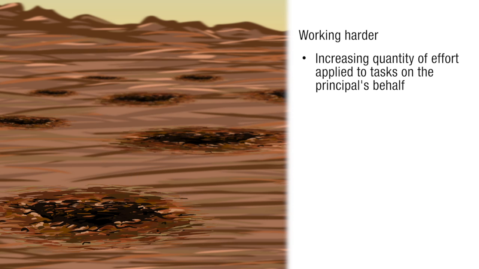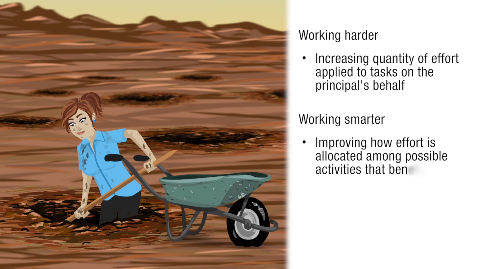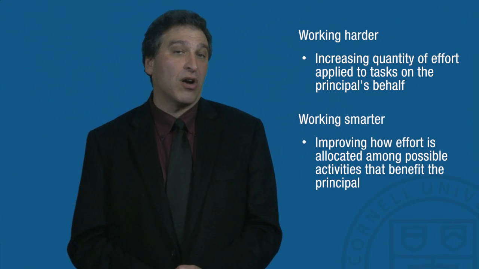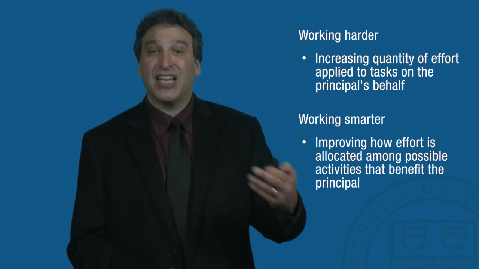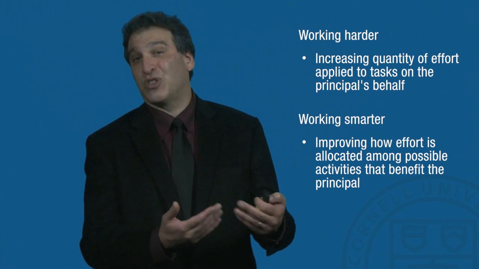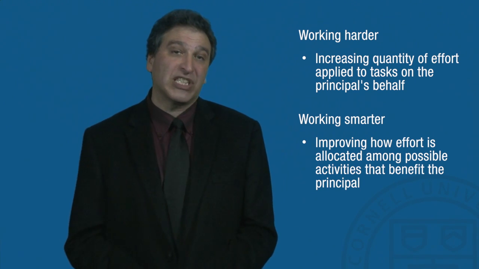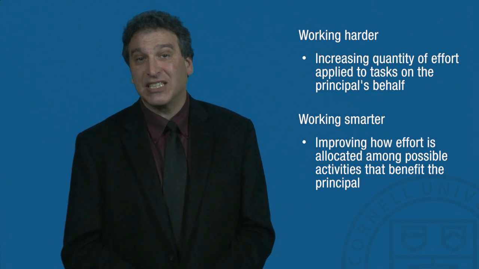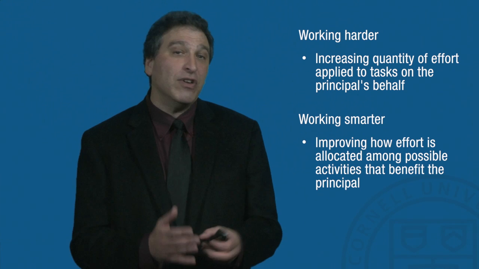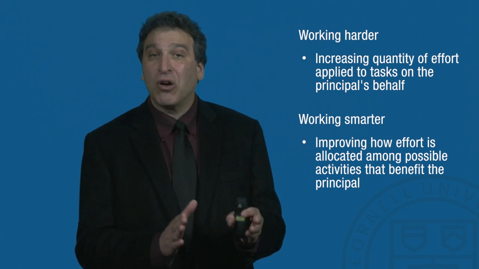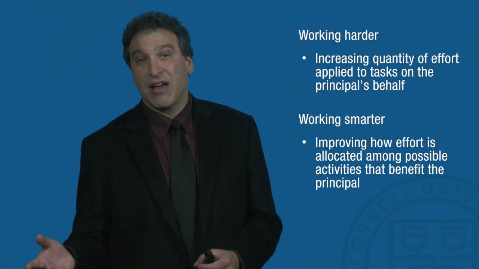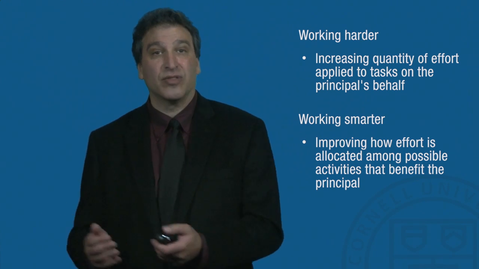Then we have working smarter. In most jobs, we're not just doing one thing. We have a variety of different tasks that we might need to focus on. If we are dealing with customers, we have a sales task. We're trying to get customers to buy what we have. And we also have a service task. We're trying to make them happy after they've bought whatever it is we have to sell. And so even if we hold constant how hard we're working, we still have that decision of how to allocate our time and effort to sales and service.